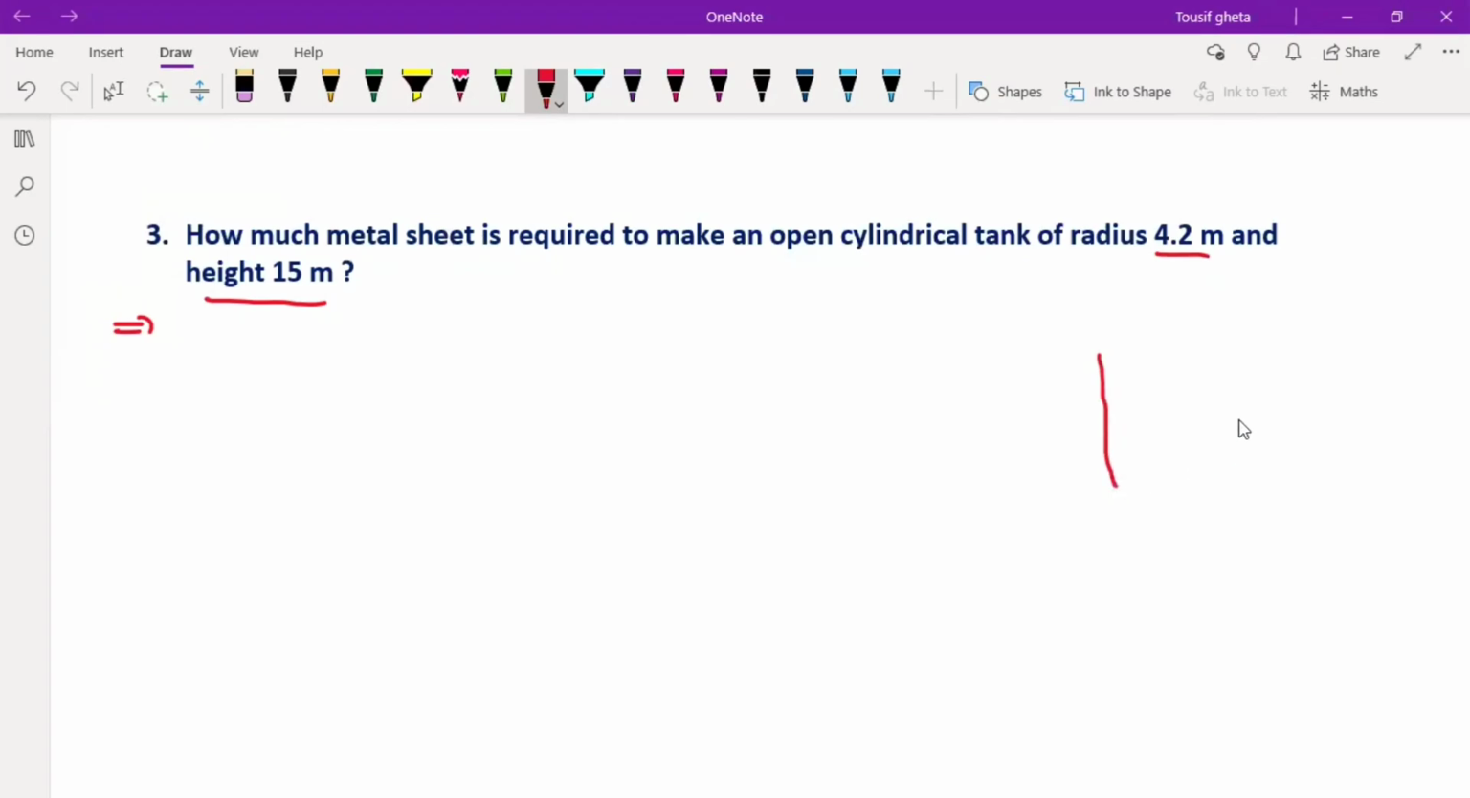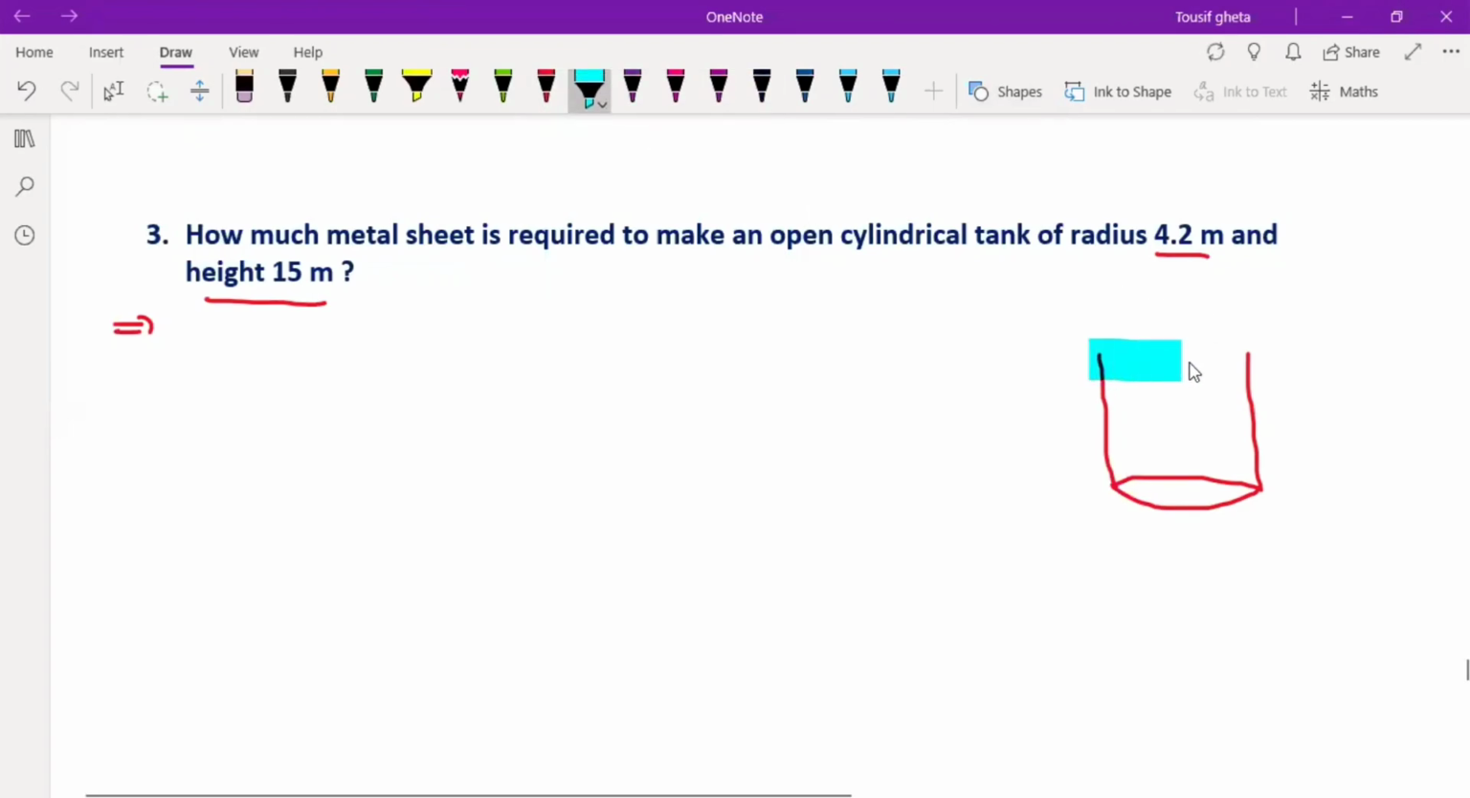If they mention in the question that it is open, don't think it is open from both the sides. It remains open only from the top, but it remains closed from the bottom. Otherwise, it will not be called a tank. Remember that. Okay. So that is the figure I have drawn. Okay. As you are very well aware of it.